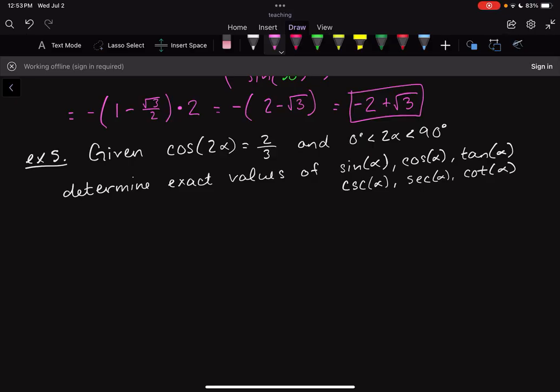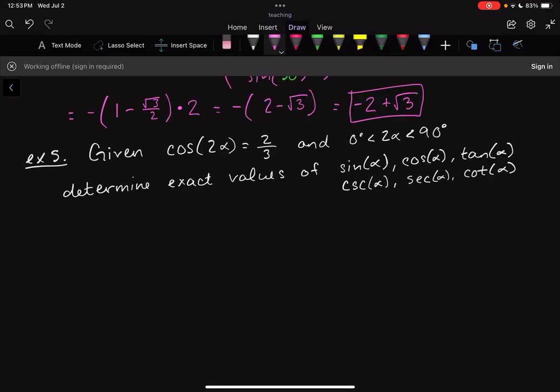So for this one, because you see 2 alpha, it might be tempting to try to use one of the double angle identities. However, with this one, you're actually going to use the half angle because you're trying to get rid of the 2. Like you're trying to go from 2 alpha to just alpha. So if I use my identities for a second, I'm going to write them out for us.